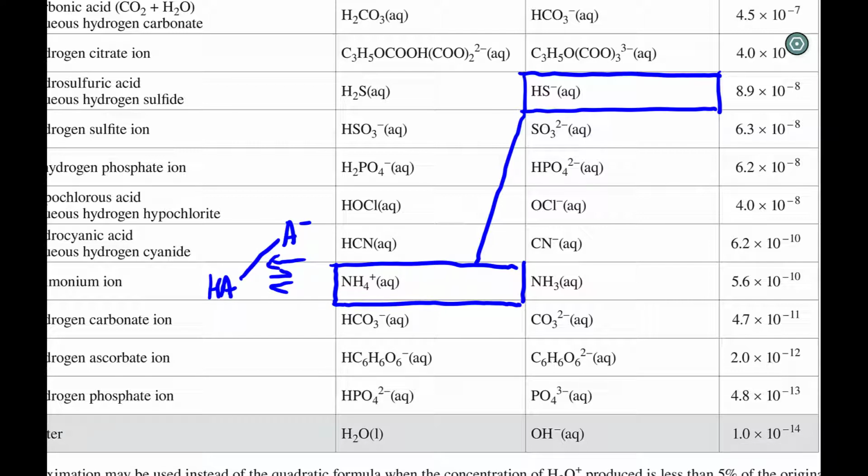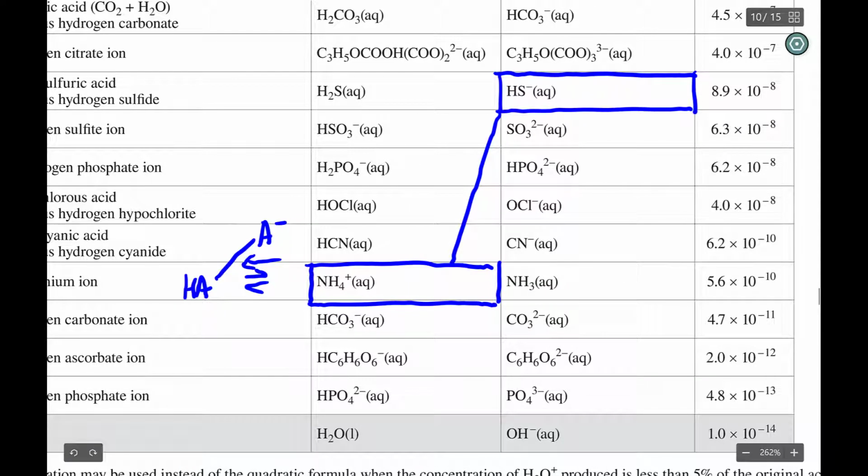Now let me explain to you why scientifically. Why would it favor the reactants? NH4 plus is an extremely weak acid. It's almost sad to call it an acid. If you look at its Ka value, it's 10 to the negative 10. At this point, we almost say it doesn't react with water. So it really doesn't want to give up its hydrogen. HS minus is a fairly strong weak base, but it isn't super strong. And so it wants to take a hydrogen, but it's not crazy about it.